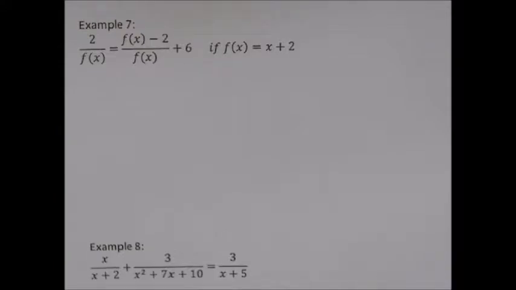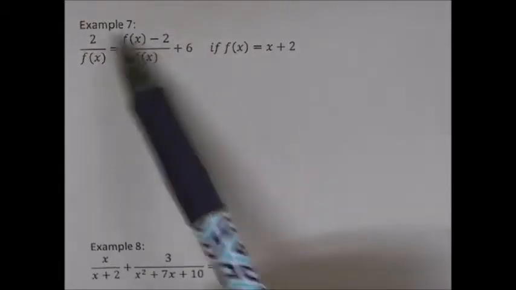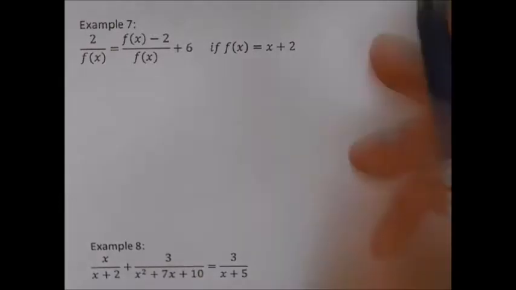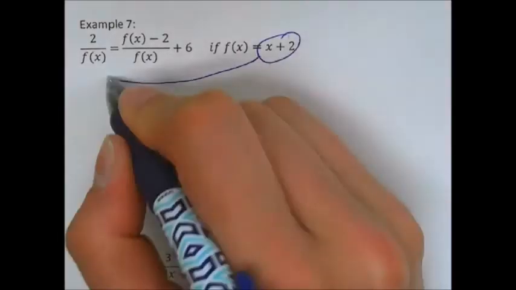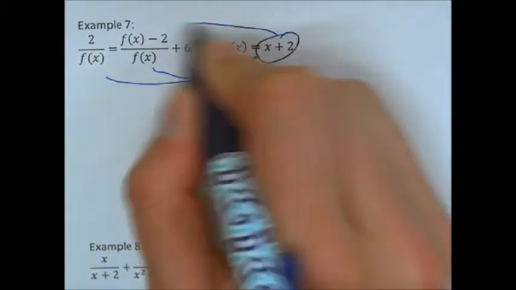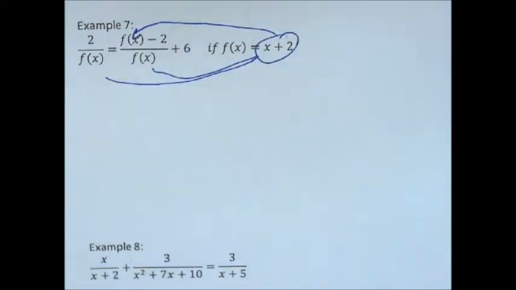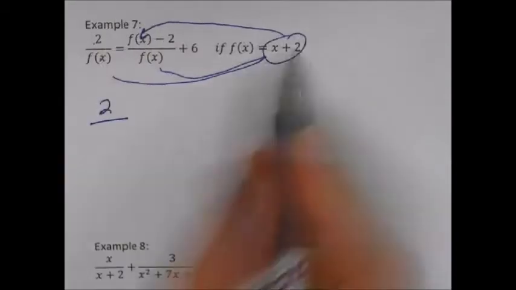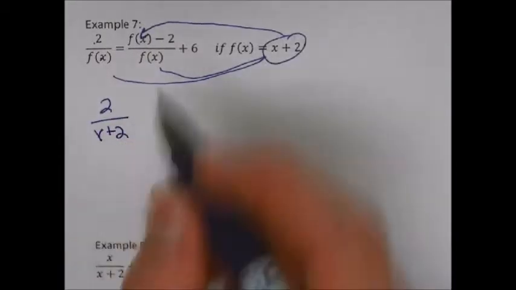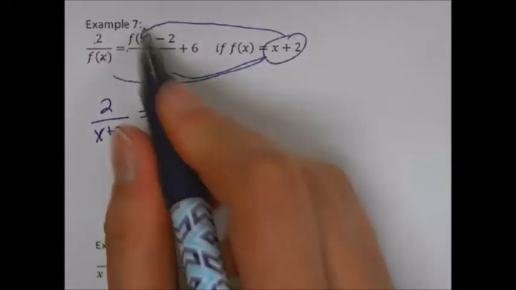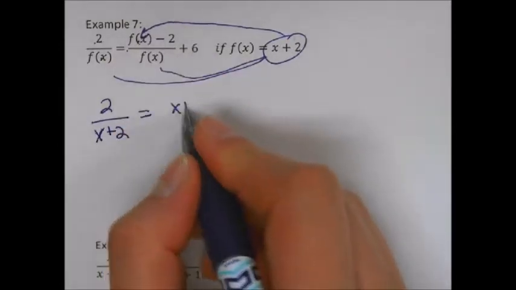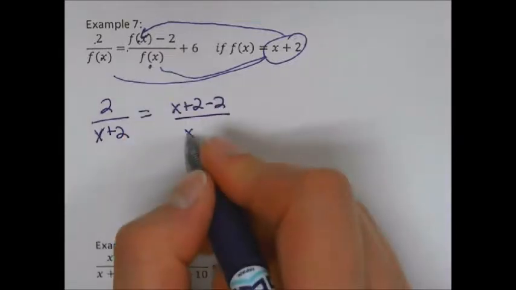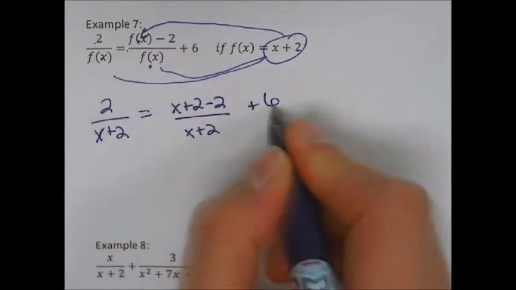For number 7, they're giving us this rational equation, and they're telling us f of x equals x plus 2. So I'm going to take my x plus 2 and put it wherever I see f of x. So let's go ahead and write our equation. I have 2, and instead of f of x, I'm going to write x plus 2, equals, instead of f of x, x plus 2, and then I have plus.